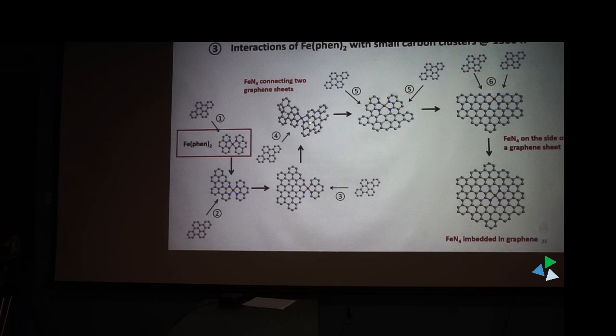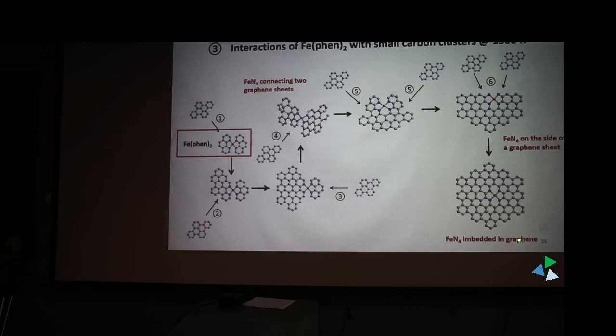During this process, we observed the spontaneous formation of different interesting structures. This one, for example, the FeN4 connecting two graphene sheets. If we continue to add some carbon pieces like this, we obtain this one, FeN4 on the side of a graphene sheet. So something interesting happened here. When we put these pieces of carbon, the carbon on the top just moved on the side and opened the structure to get this. Finally, in the sixth step, if we include this two-carbon structure from above, we get this, and we get the FeN4 embedded in a graphene sheet.